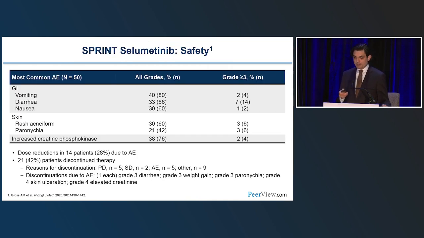Again, the skin rash and the GI symptoms come back with the MEK inhibitor class. Vomiting, diarrhea, and nausea for GI, and rash and paronychia are the more common skin findings. We typically start in our practice, although not always the case, and not everyone does this, but we typically start prophylactic treatment for the skin rash.